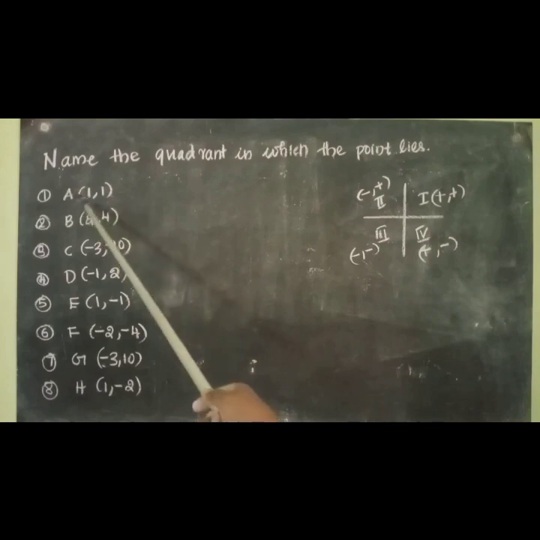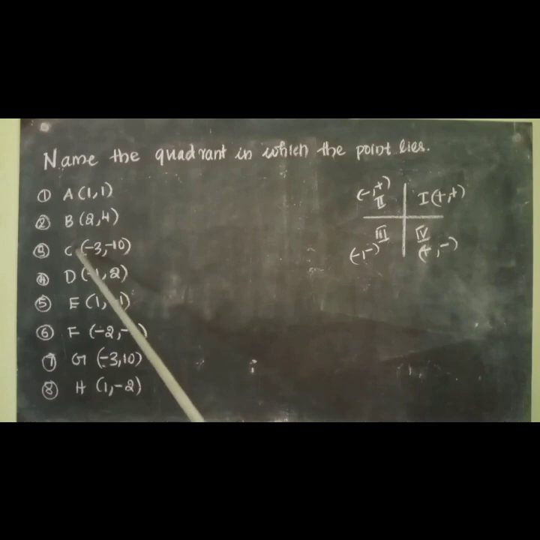First question, A: 1, 1. Second question, B: 2, 4. Third, C: minus 3, minus 10. Fourth question, D: minus 1, 2. E: 1 comma minus 1. F: minus 2, minus 4. G: minus 3, 10. H: 1 comma minus 2.